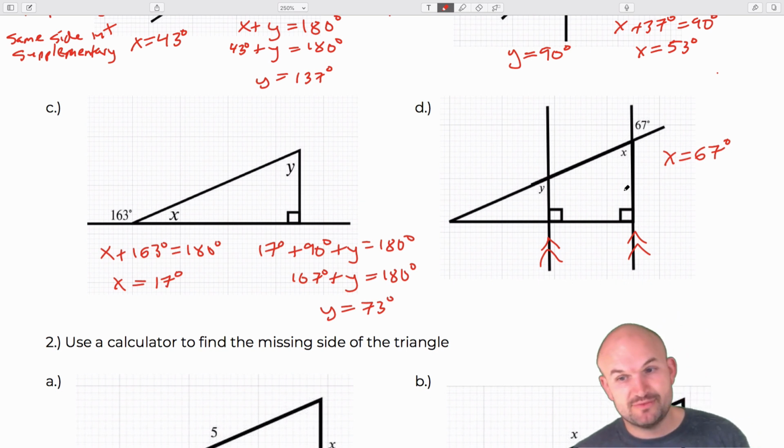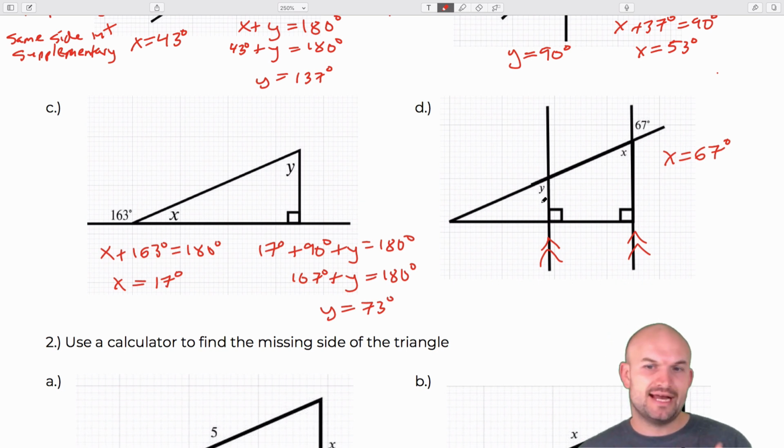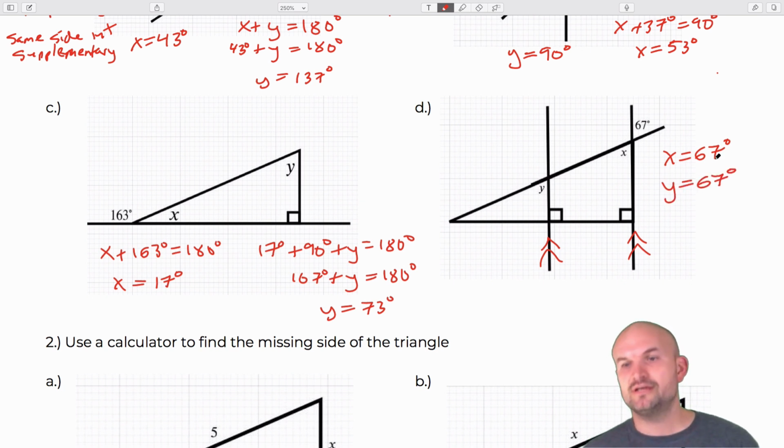And since these are going to be parallel lines, we can see that actually these are going to be corresponding angles. So these are an example of corresponding angles. And again, remember, corresponding angles are equal as well. So therefore, we can say y is going to equal 67 degrees.